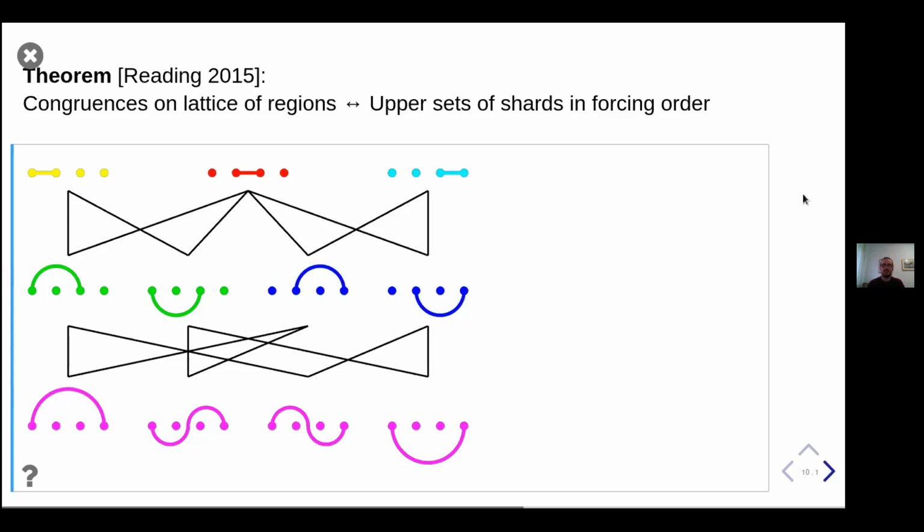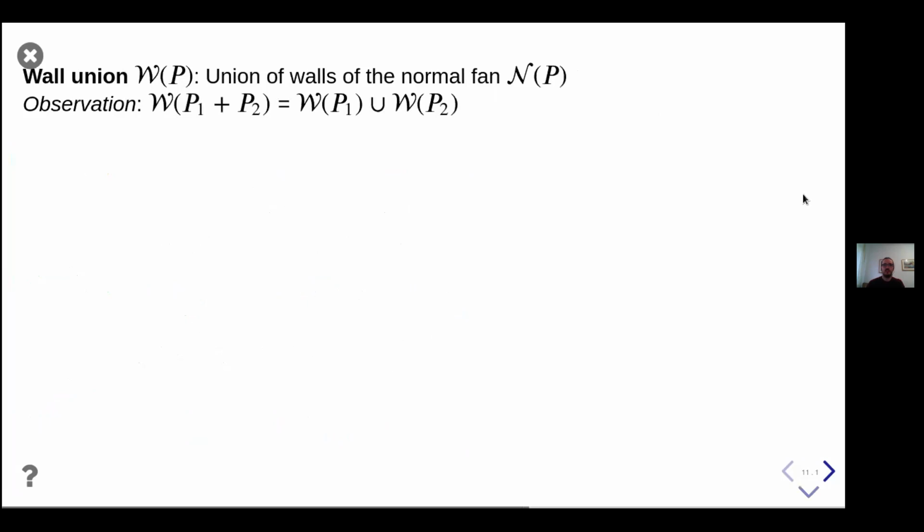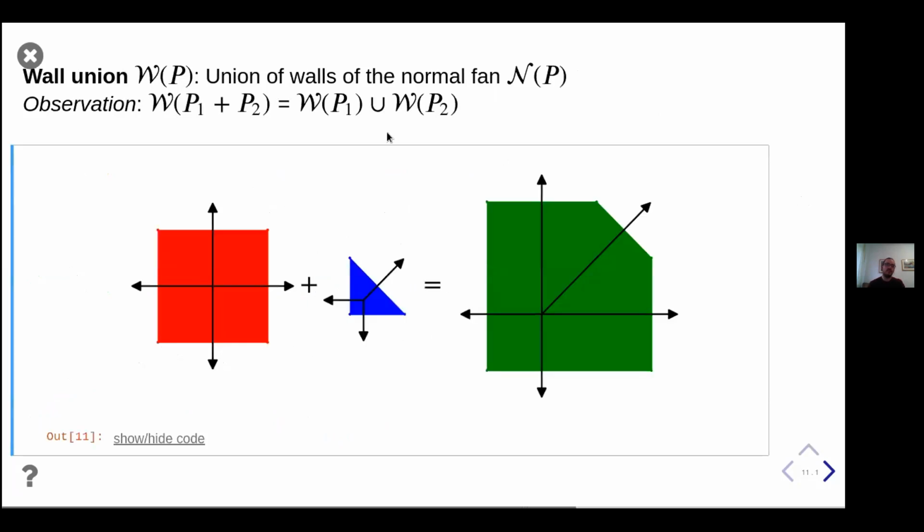And this is where the following observation comes into play. It's an observation on the walls of a normal fan. When we build up a normal fan of a Minkowski sum of 2 polytopes, if we look at the normal fan of the Minkowski sum and look at the union of its walls, its wall union, then we see that nothing in the wall union of the Minkowski sum is new. Everything in that wall union has already appeared as part of a wall in one of those polytopes that the green polytope was made up from. So remember, our goal is to construct a quotient tope, a polytope whose normal fan is the quotient fan.